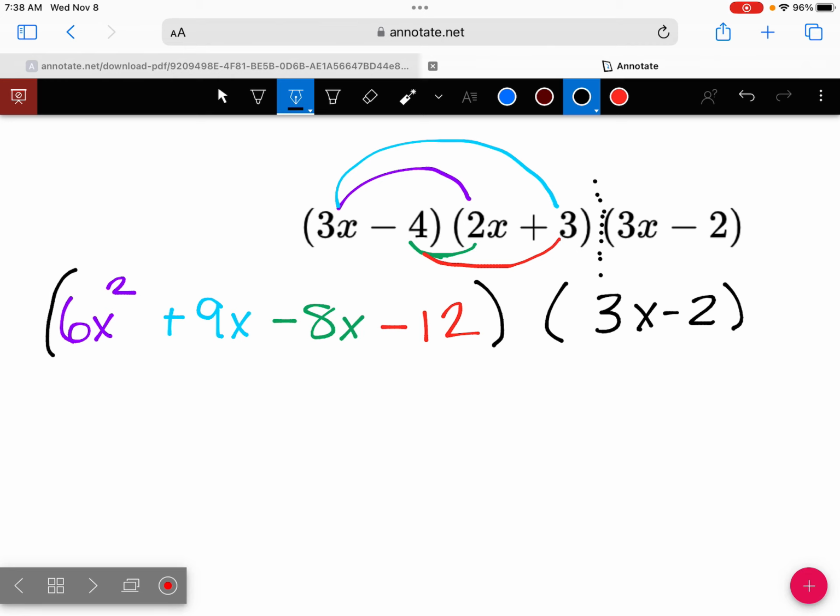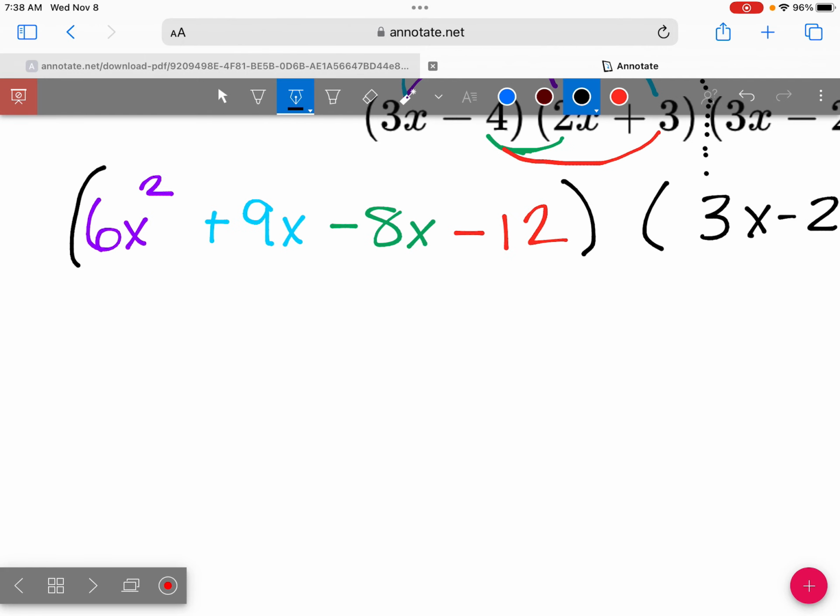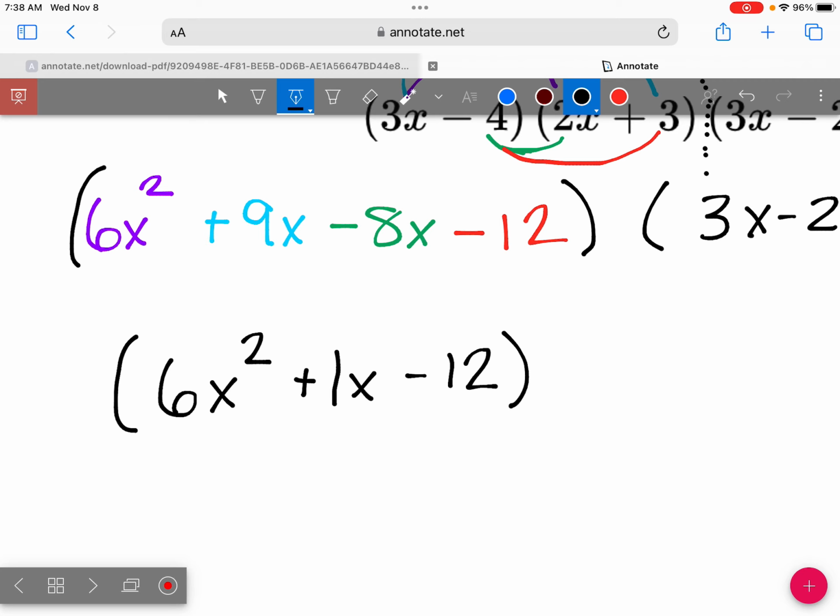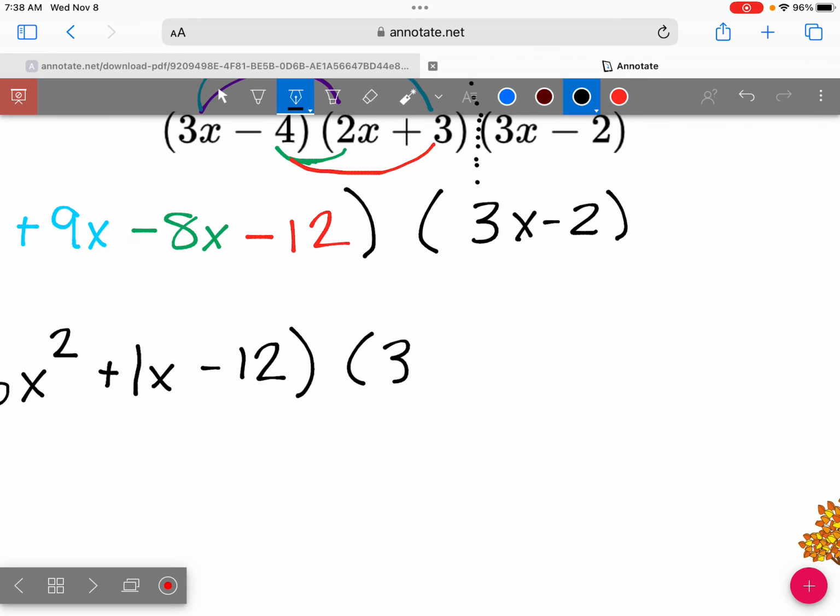So from here, I'm going to combine my like terms on my left-hand side. Getting my 6x squared. 9x minus 8x gives us plus 1x minus 12. And it's still being chased by that 3x minus 2. So we've done our first round of distribution. And now we're going to do it again.